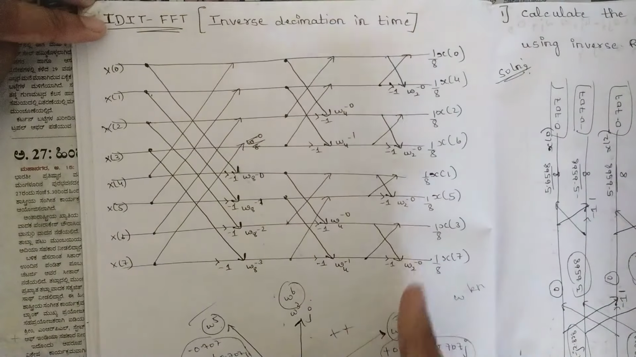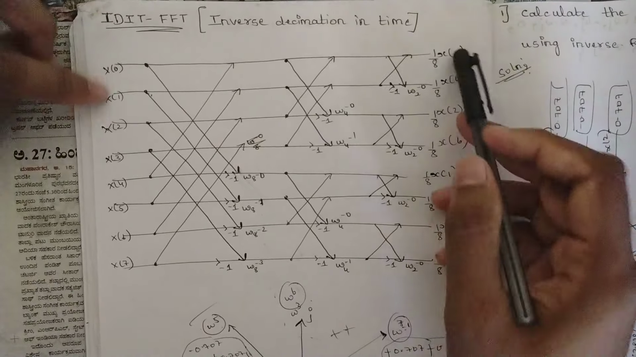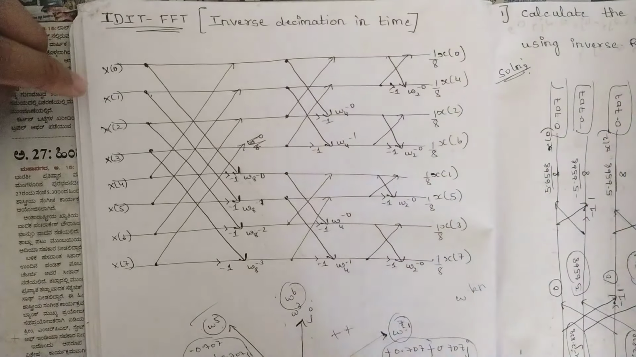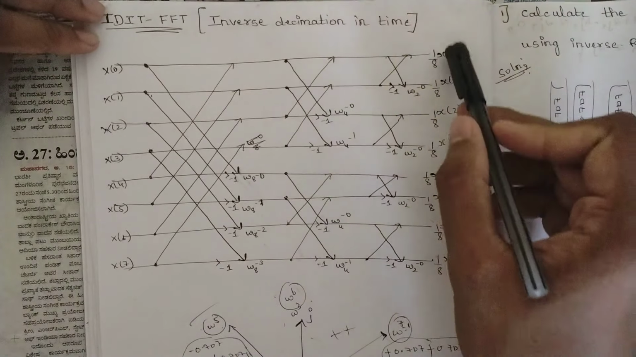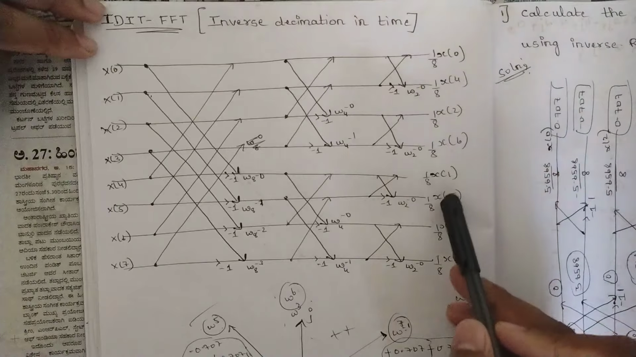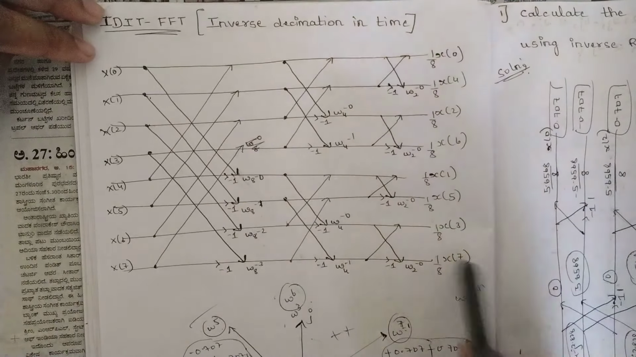Then on the output side, the sequence changes. The bit reversal will take place again, as I explained in the last session. According to that, write the outputs here, X of 0, 1, 2, 3, 4, 5, 6, 7.